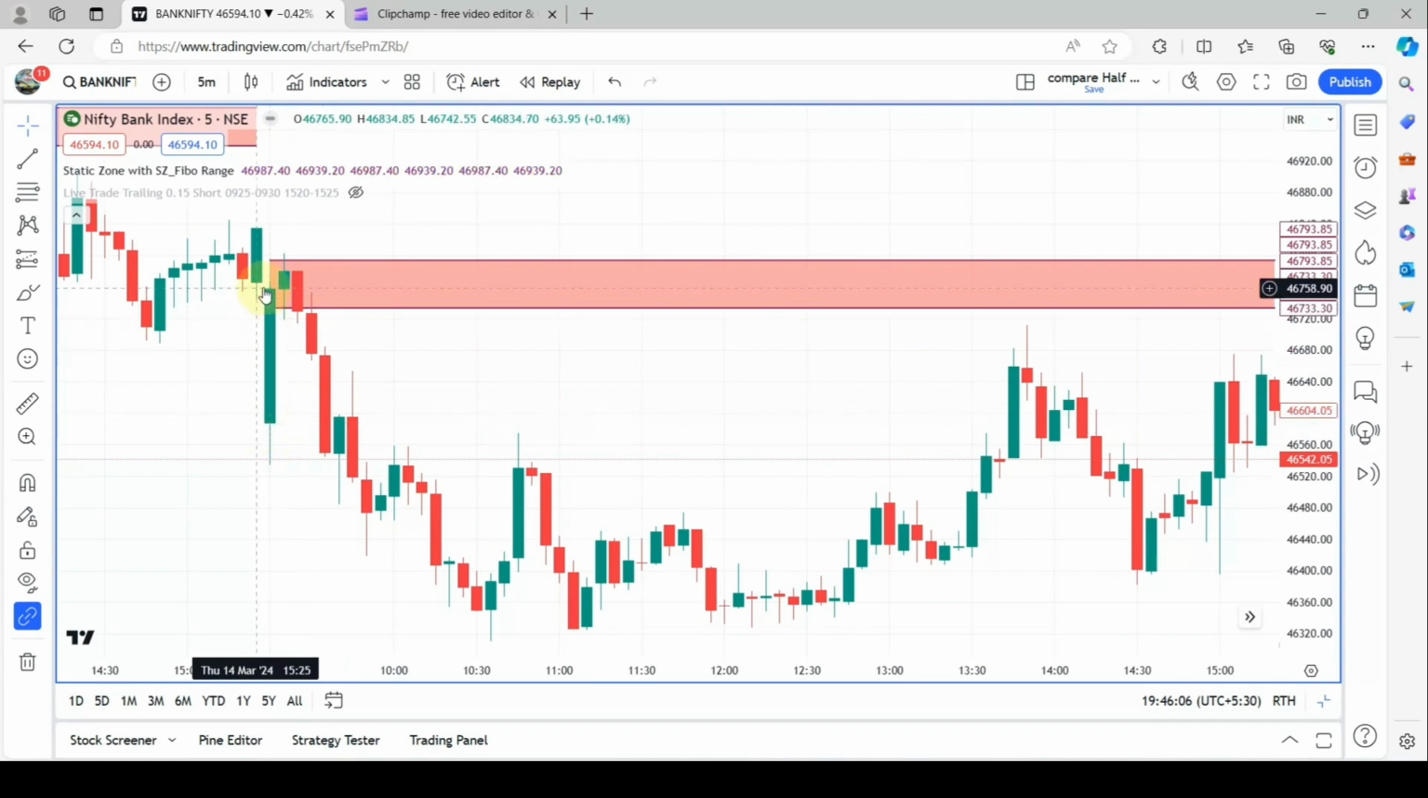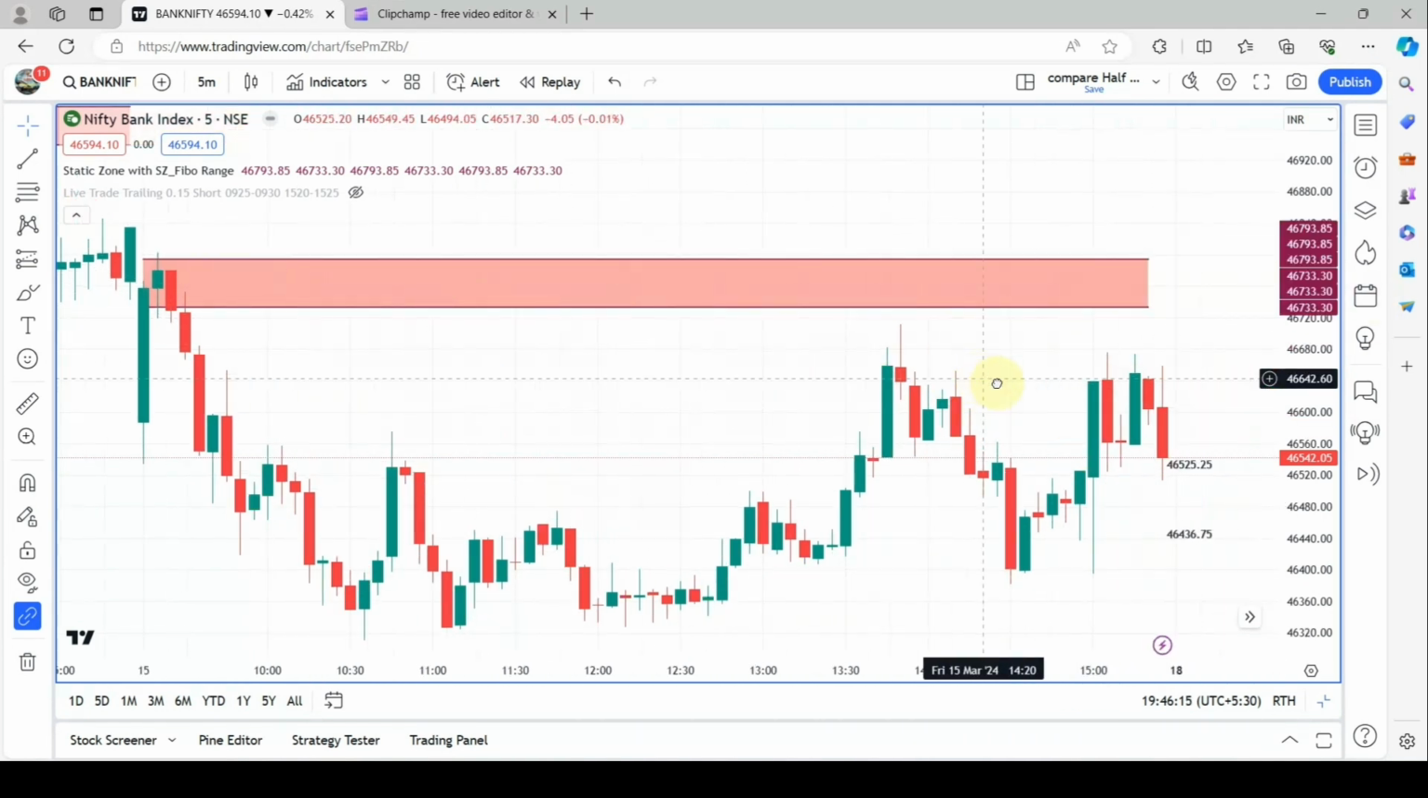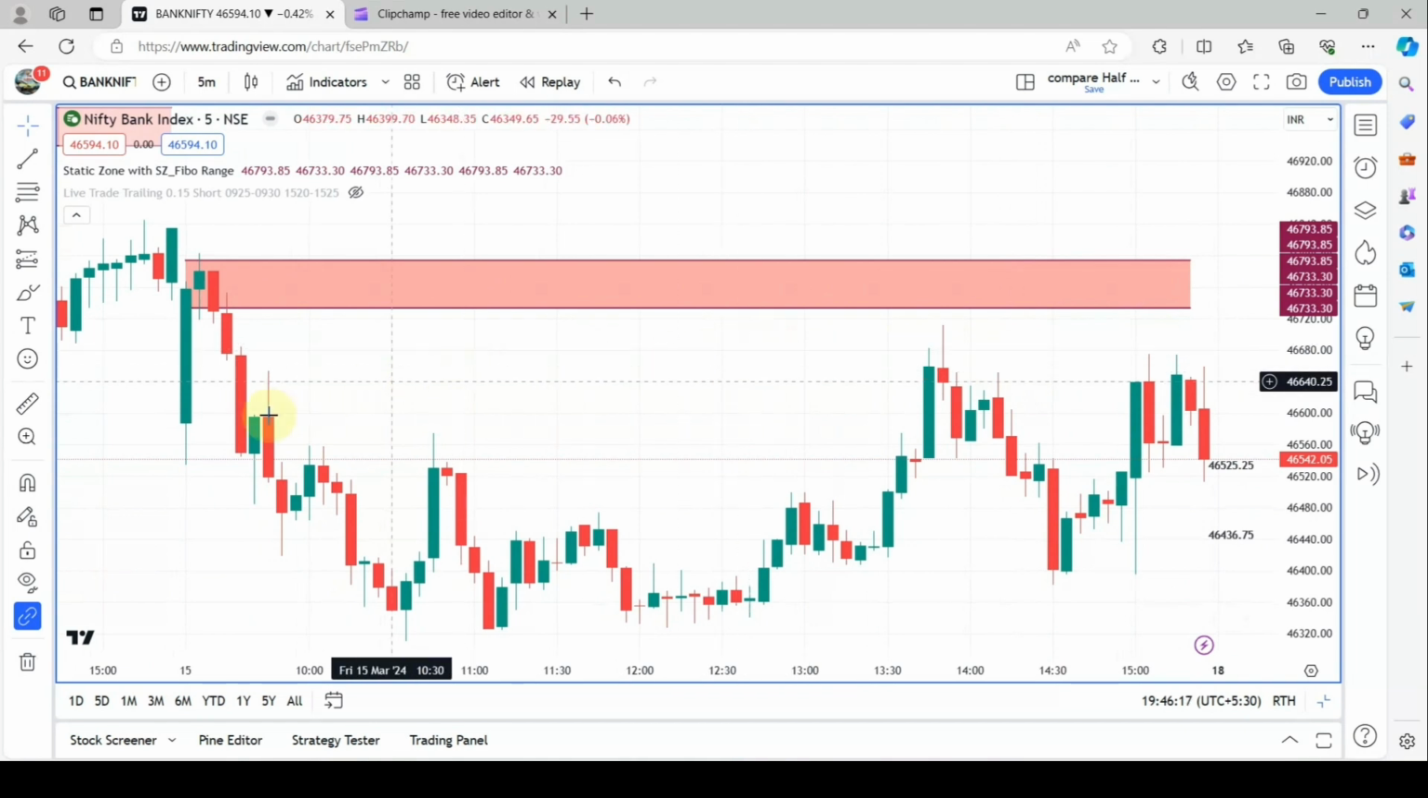Once the candle closes, our static zones will be available. These static zones will not be changing in the live market. They will be static till the market ends. These zones will be more and more helpful for every trader. Once the market has started, we should see whether the static zones are above the candles or below the candles. In this situation, the static zones are above the candles.